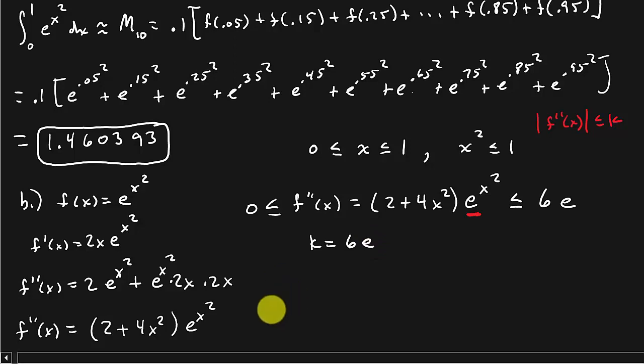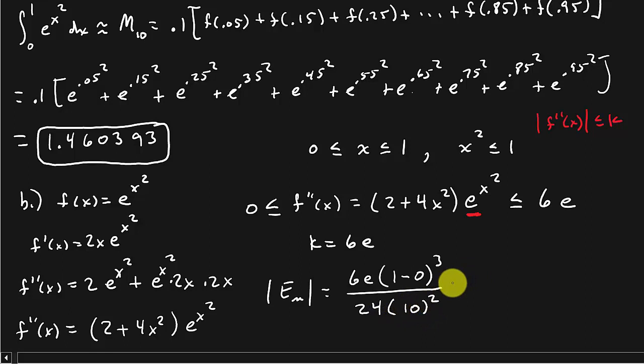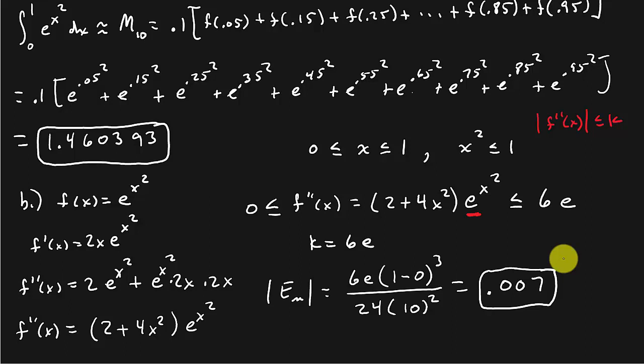So we get, let's see what we get. We get this is equal to k, which is 6e times b minus a cubed over 24 times n squared. And so what would that be when we plug that in? We get 0.007. So there's the upper bound for our error. All right, so I mean, it's not that bad.